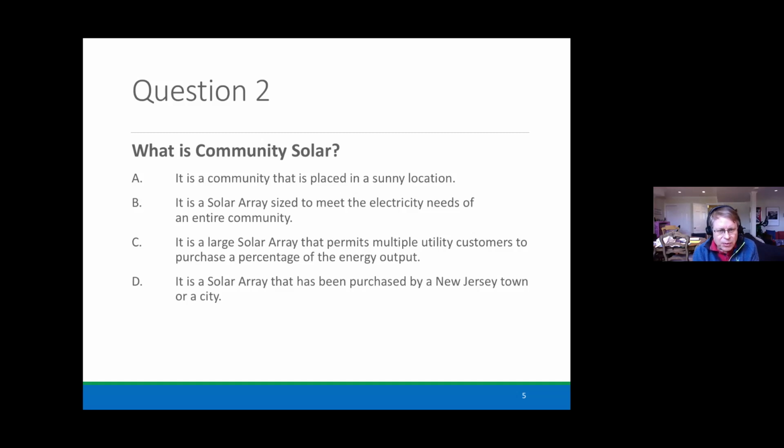All right, so what is community solar? It's a community that is placed in a sunny location. Yeah, there are a lot of sunny locations, but that's not really the answer we are looking for. It is a solar array sized to meet the electricity needs of an entire community.